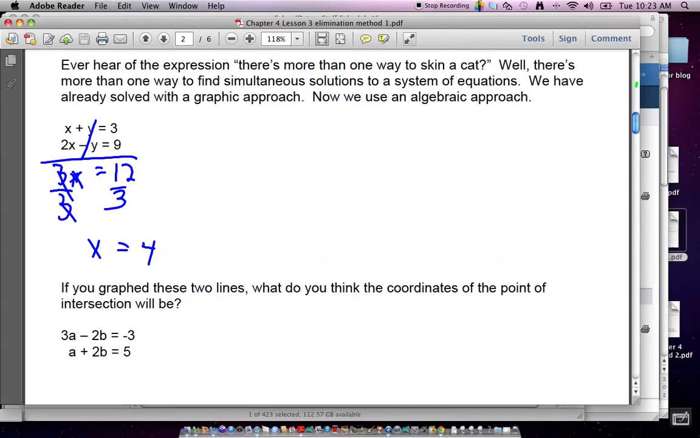But here's the thing. How many letters are in the problem? 2. What are the letters? X and Y. What do I know so far? I only know X. So what do I have to go back and figure out? Y. Now I can use either equation, but I think one equation makes a little more sense to use than the other. What equation do you think makes a little more sense to use?